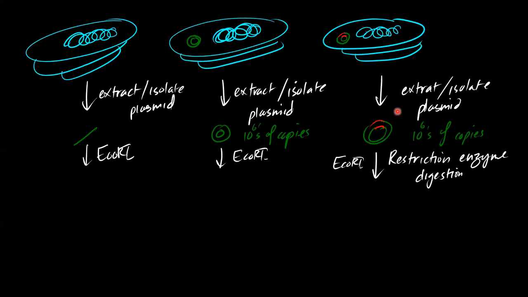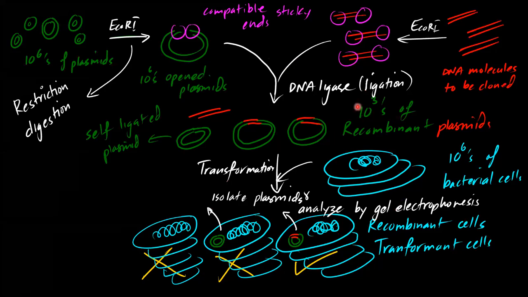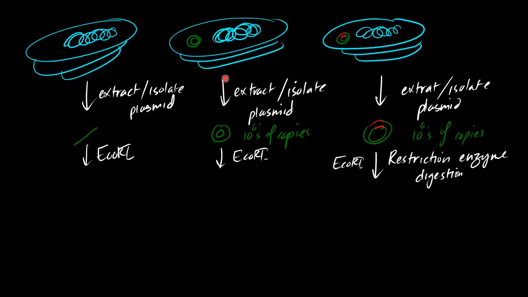Now, if we go back here, we used EcoR1 to clone this insert into the plasmid, which is already also cut with EcoR1. So again, if the size of the plasmid is 5,000 base pair, and the insert is 1,000 base pair.